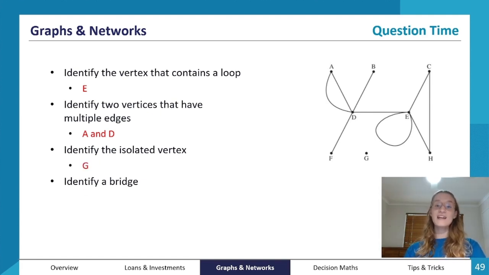The isolated vertex would be G here, and the example of the bridge would be the edge connecting D and E. And I touched on bridges earlier, because if we took away this edge, if we took away this connection, then our graph would actually separate entirely. So it would no longer be all connected. G is actually already isolated by itself, so it already did have an isolated element of this graph. But if we did take away this bridge, we'd have those 2 separate areas again.